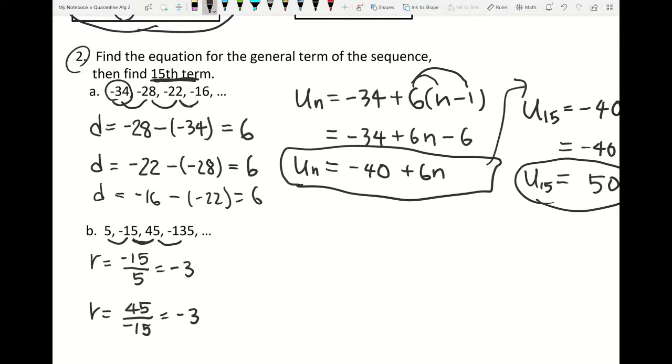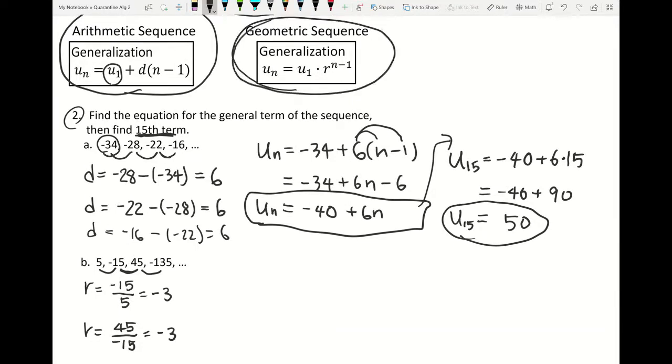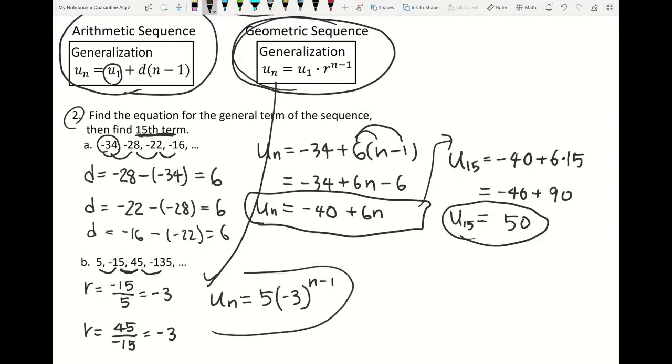Now let's write down the equation, generalize the equation. Right here is the geometric sequence. So it's going to be U sub n equals U sub 1, the first term. What is the first term? First term is 5. And then multiply by R. What is R? Negative 3 to the n minus 1. That will be the answer to write the general term of the sequence.